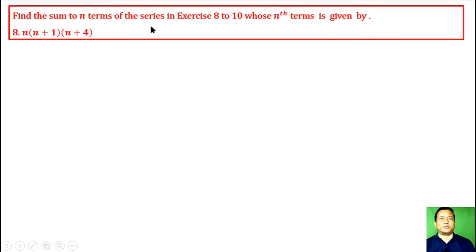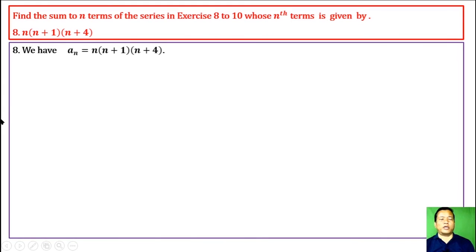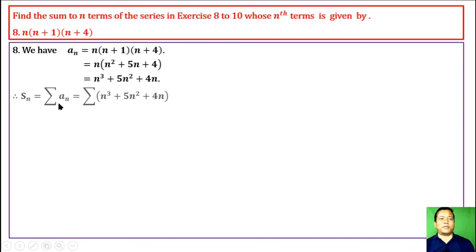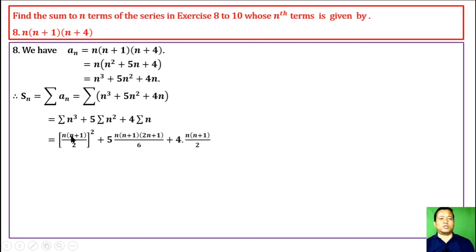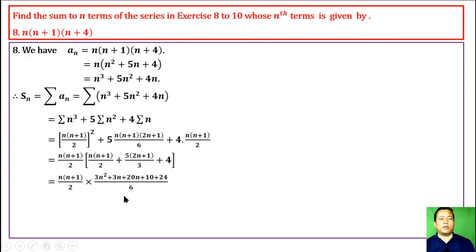Find the sum to n terms of the series in exercise 1 to 10, whose nth term is given by this. Here an is this. Multiply the three terms, we get this. Taking summation, Sn is equal to summation of an, whose value is this. Taking summation in each term, we get this. Put their respective values. This is the sum of the cubes of first n natural numbers. This is also the sum of the squares of first n natural numbers. This is the sum of first n natural numbers. Taking common factor, that is n plus 1 by 2. For the first, this, for the second one, this, for the third one, this, and simplify the term within the bracket, and we get this, which is the required sum.